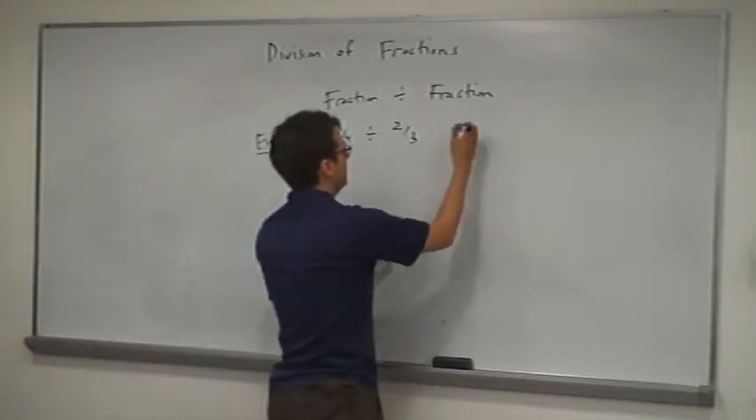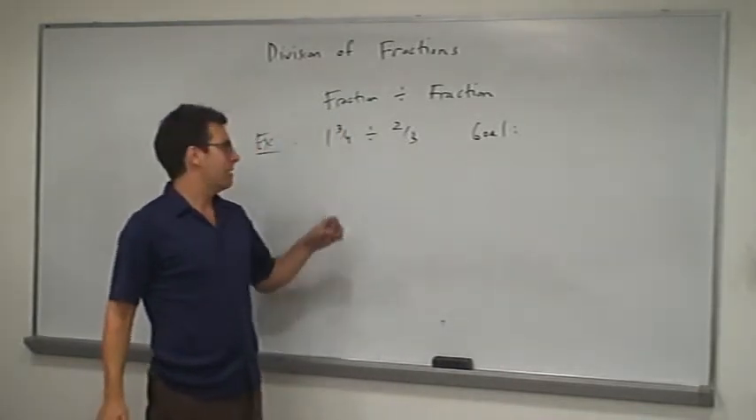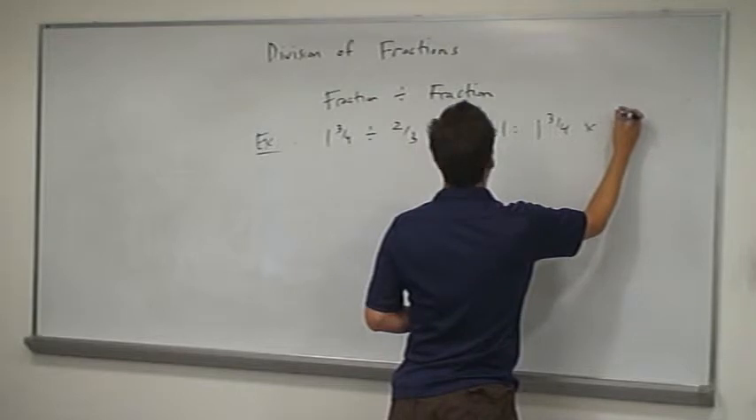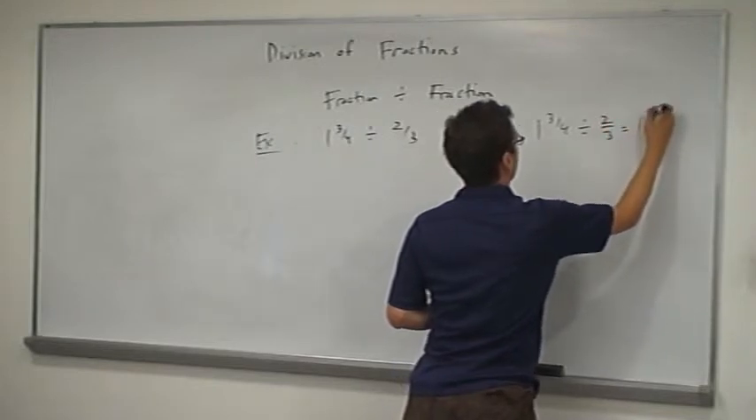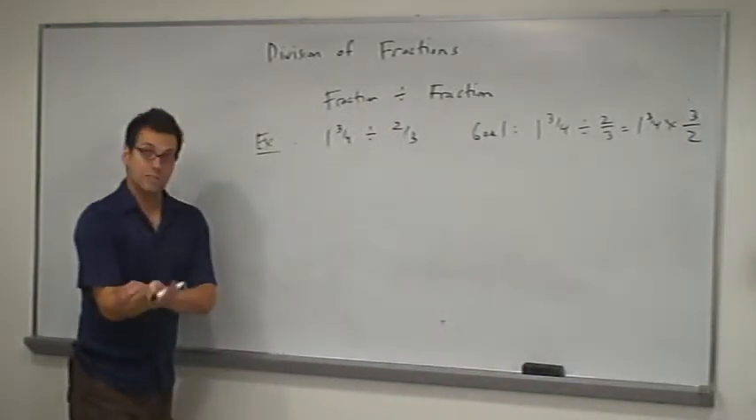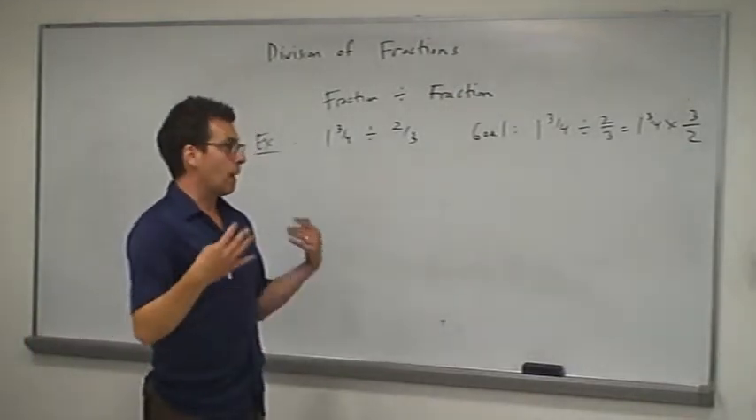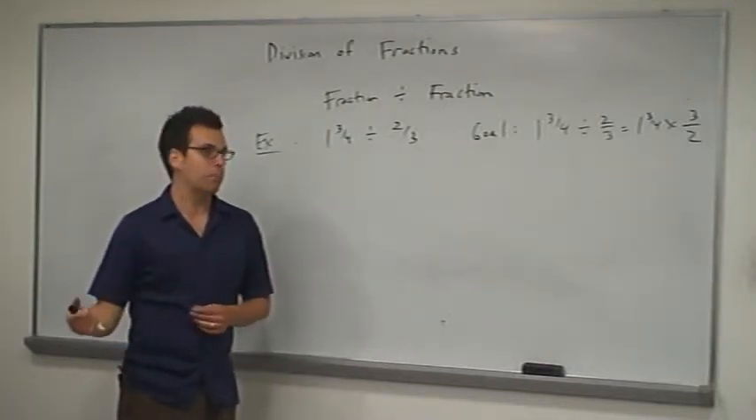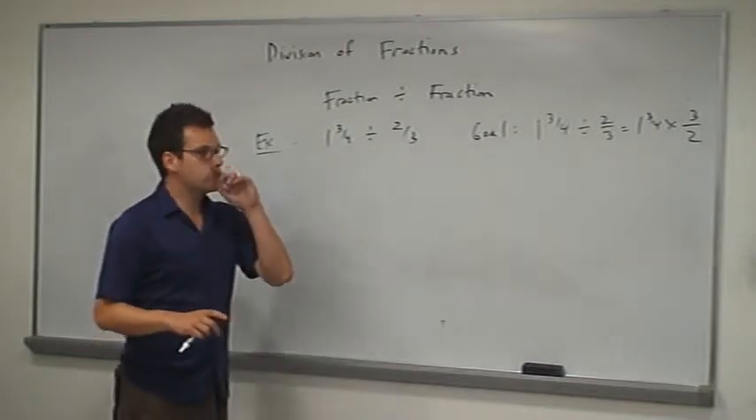Our goal, again, is to not necessarily get the right answer. Of course, that's always nice. But really what we want to illustrate is that this problem can be solved by multiplying 1 3/4 by 3/2. Our goal is to show that 1 3/4 divided by 2/3 is equal to 1 3/4 times 3/2. That's our goal. We're going to proceed as we've been doing. We want to come up with a word problem that represents 1 3/4 divided by 2/3. And then we want to illustrate that the solution of that problem is actually found by taking 1 3/4 and multiplying by 3/2.